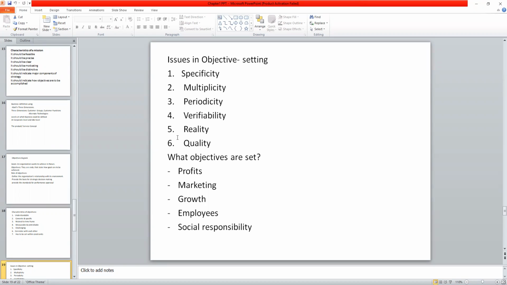Objectives are formulated for different time frames, that is periodicity, the long term or the short term or the medium term. It has to be specified. This is one of the issues. Now, what should be the time frame? It should be decided by the management and should be conveyed to the employees. The communication gap should not exist here.